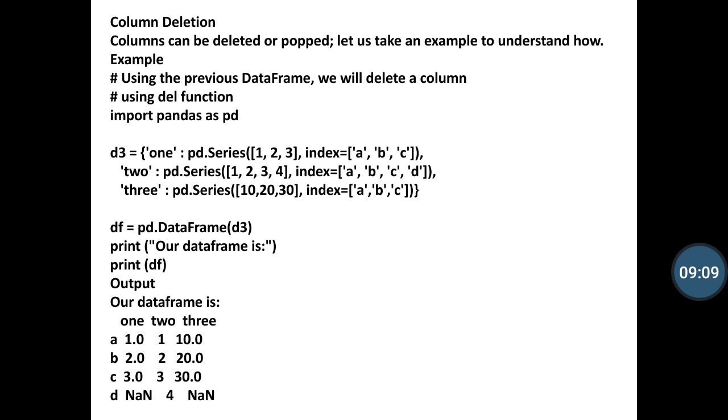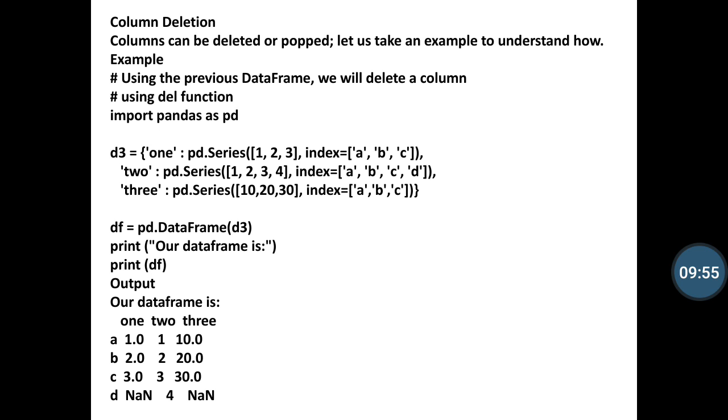First of all, import the pandas library as pd and define the dictionary d3, where 1 is the series 1 2 3 with index a b c, and 2 is the series 1 2 3 4 with index a b c d, and 3 is 10 20 30 with index a b c. Then for creating a data frame, df is equal to pd.DataFrame, and put the d3 dictionary variable in this data frame, and then print the data frame in the print statement, and after execution the output is shown here.